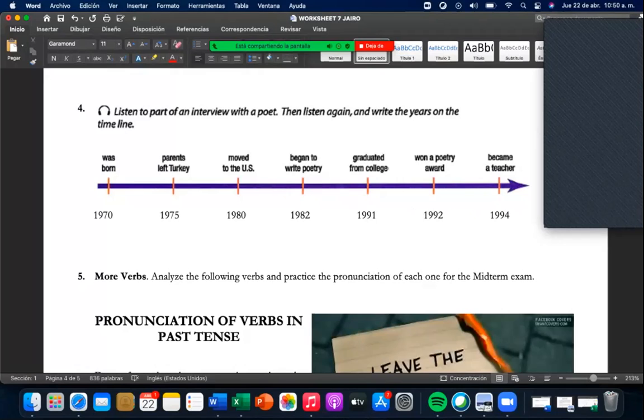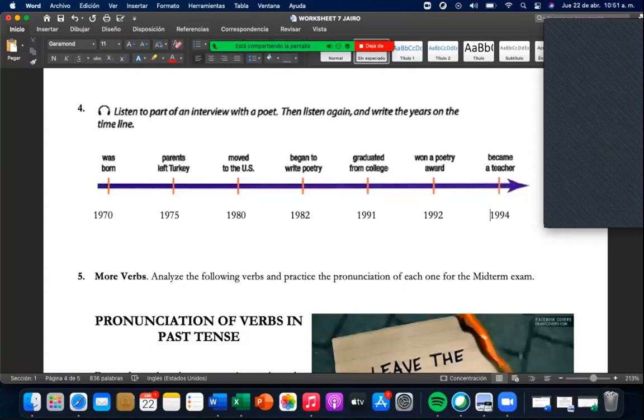He was born in 1970. His parents left Turkey. They moved to the United States in 1975 when he was only 5 years old. Between 1975 and 1980, which is the year in which he moved to the United States, he lived with his grandparents. Question for everybody. Was he happy with his grandparents or not really? He said he was happy. He wasn't happy when he moved to the US at first because he didn't know anyone. Yes, very good, Felipe. Perfect.